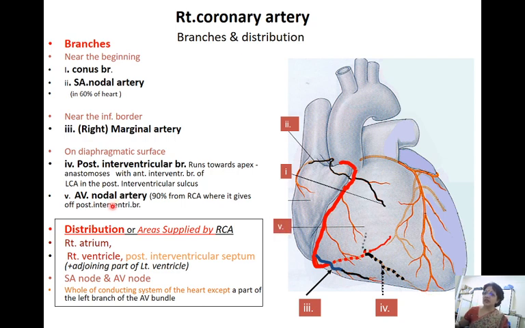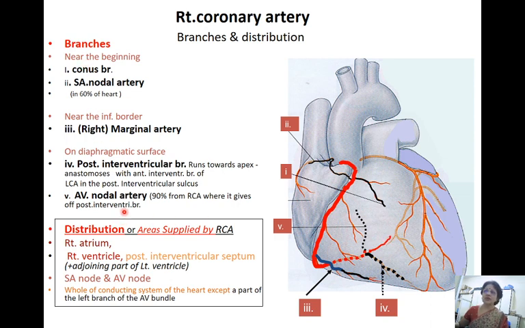Then it gives off an AV nodal artery here, on the back surface, because the AV node is placed approximately here on the back. The atrioventricular node is between the atrium and ventricle, but not on this surface. This AV nodal artery comes from the right coronary in 90%, at the point where it gives off the posterior branch. It is usually like a trifurcation: one branch going down as the interventricular, another branch going to the node, and the diminished end continuing towards the opposite side.